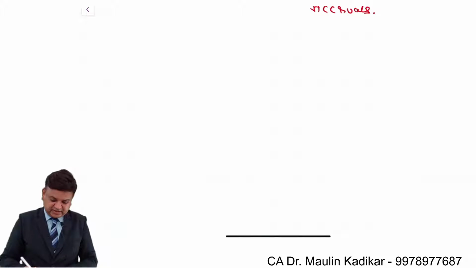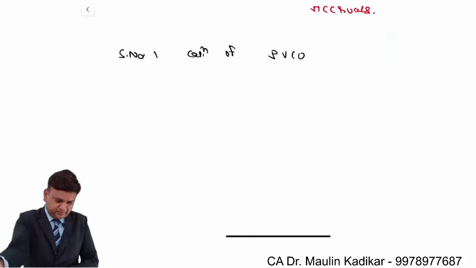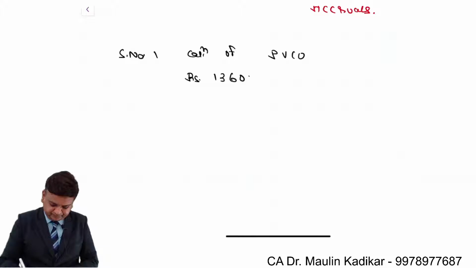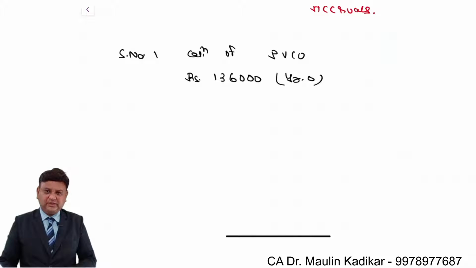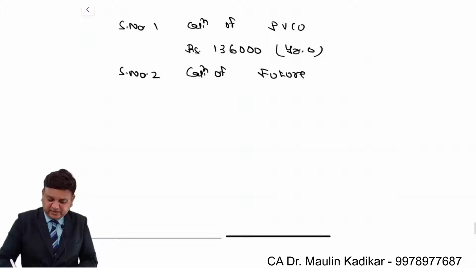So let us start writing an answer. Step number 1, calculation of present value of cash outflow. In that write down rupees 1,36,000, because there is only one cash outflow, that is in the year 0. Step number 2, calculation of future value of internal cash accruals.